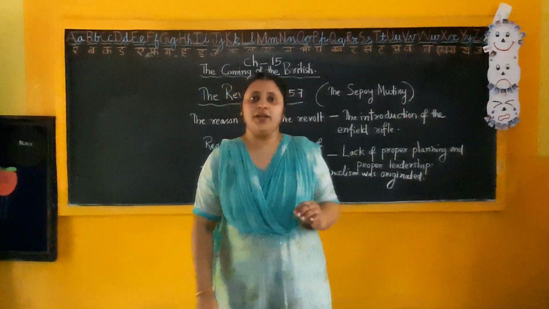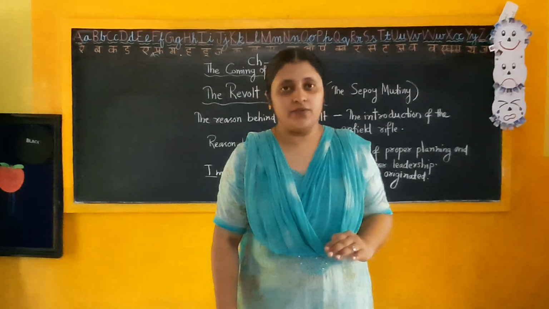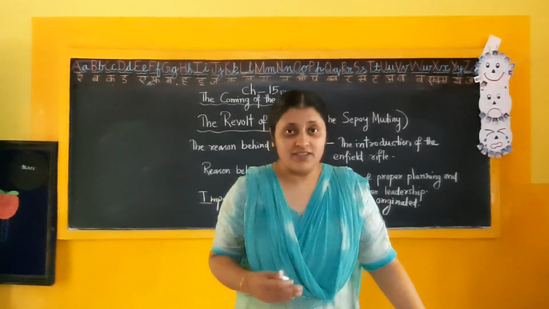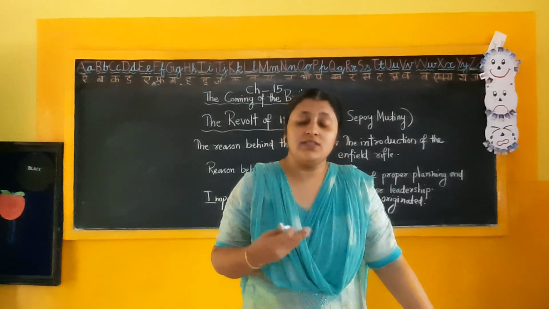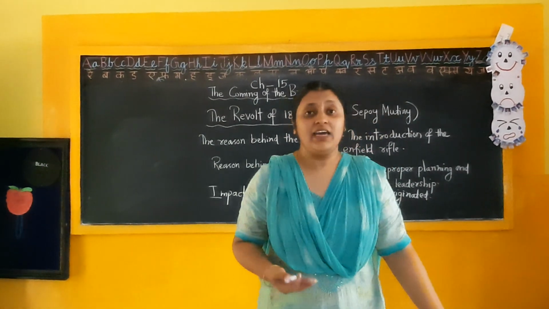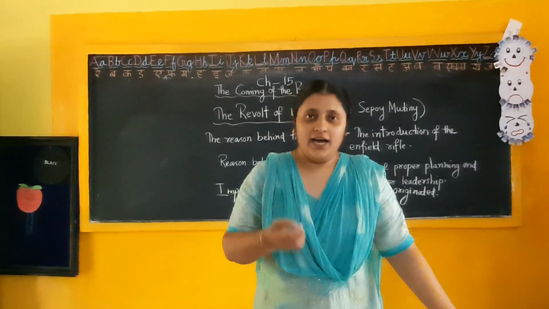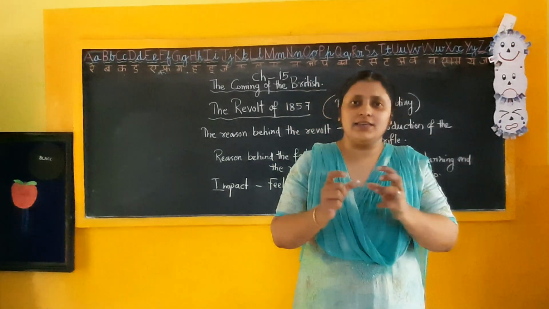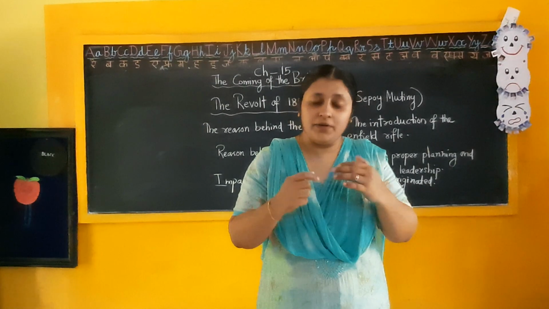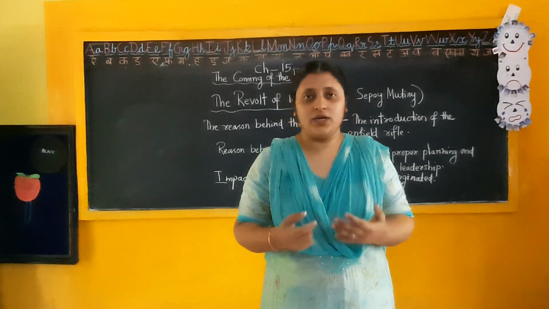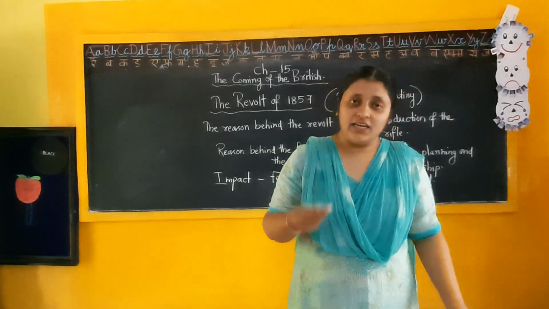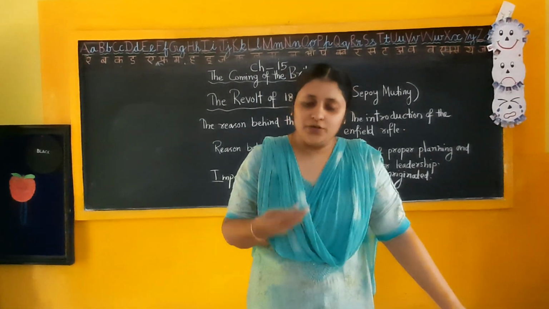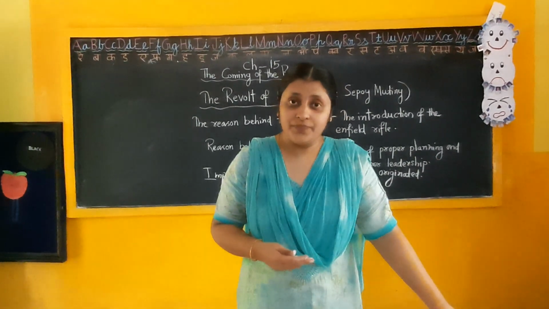Okay, so today we learned about the revolt of 1857, also known as the Sepoy Mutiny. Why did it start? Because the immediate cause of this revolt was the introduction of the Enfield rifle in the army. They used a cartridge in the Enfield rifle, and it was believed that the cartridge was greased with the fat of cows and pigs. So the Indian soldiers refused to use the greased cartridge, and that was the reason behind the revolt of 1857.